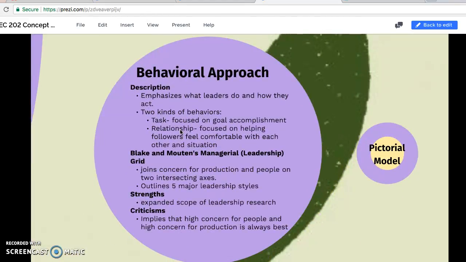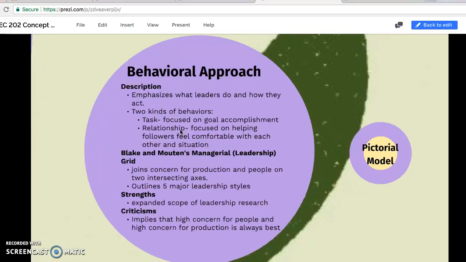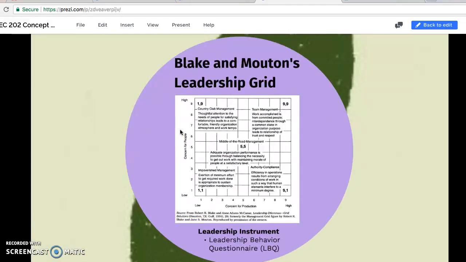The behavioral approach emphasizes what leaders do and how they act. It outlines two kinds of behaviors. Task behaviors are focused on goal accomplishment, while relationship behaviors are focused on helping followers feel comfortable with each other as well as the situation. Blake and Mouton's managerial leadership grid joins concern for production and concern for people on two intersecting axes. These are the 5 leadership styles outlined in Blake and Mouton's leadership grid.